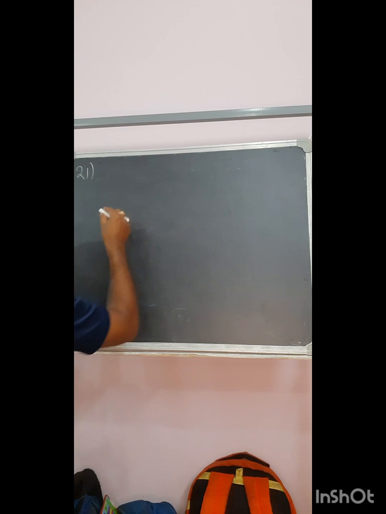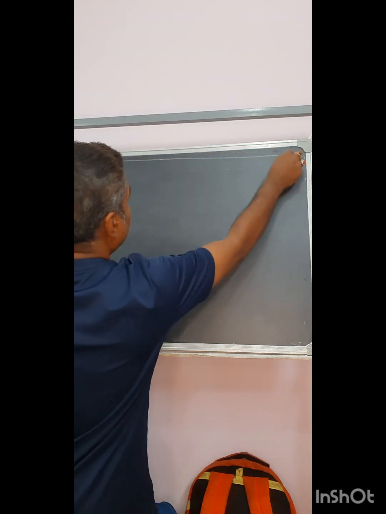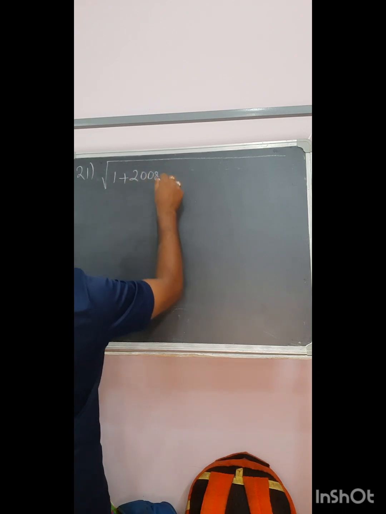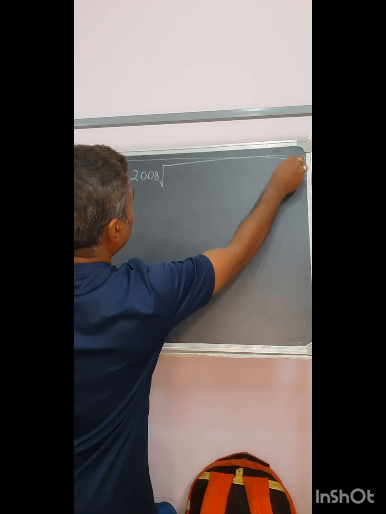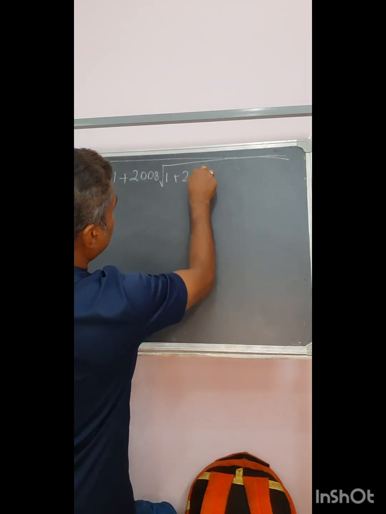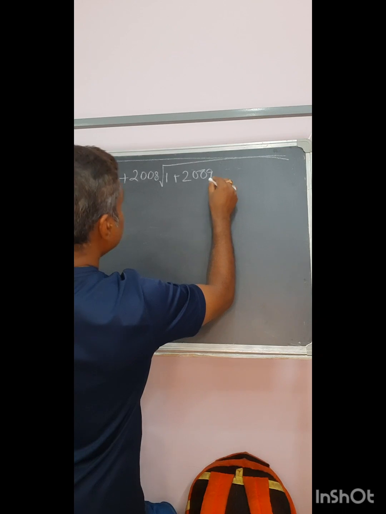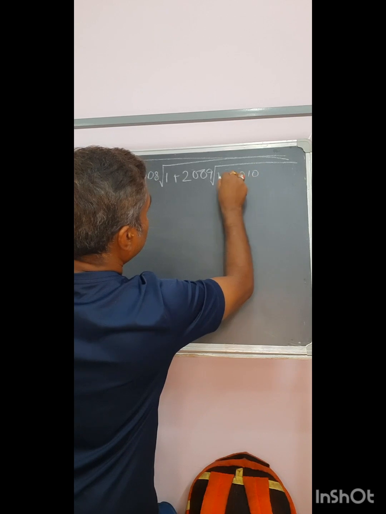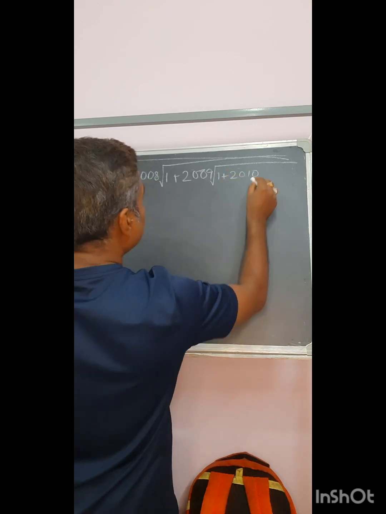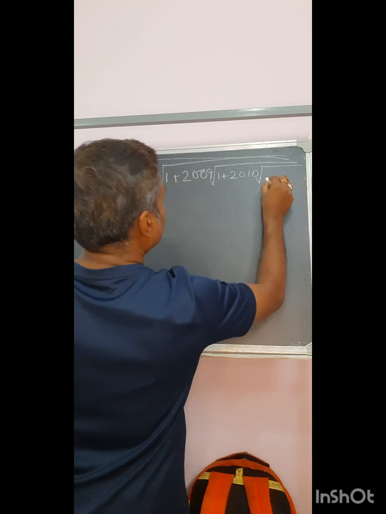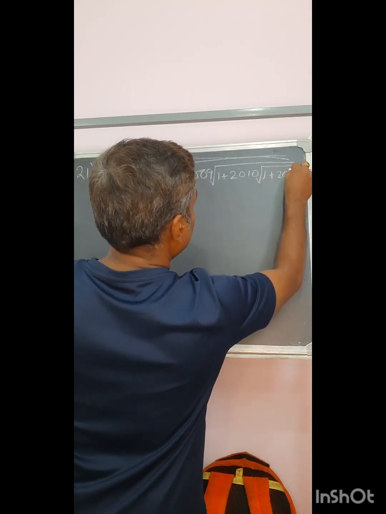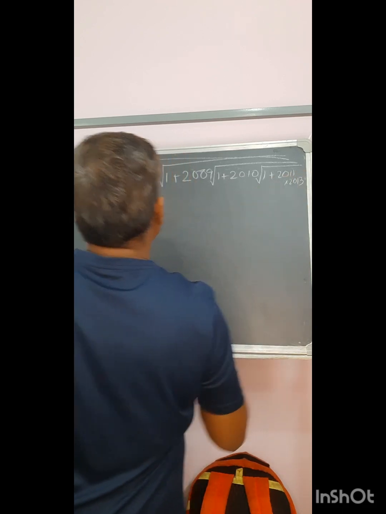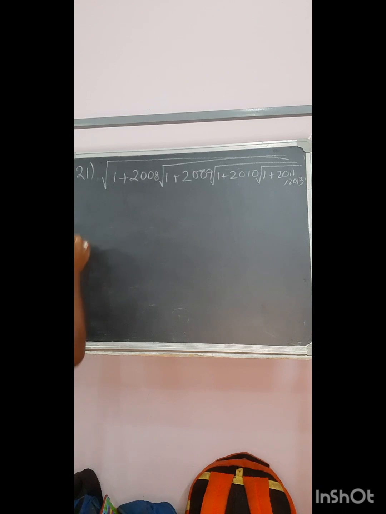Problem 21 says: under root of 1 plus 2008 into root of 1 plus 2009 into root of 1 plus 2010 into root of 1 plus 2011 cross 2013. So I have to solve it. Okay, so how can I do it?